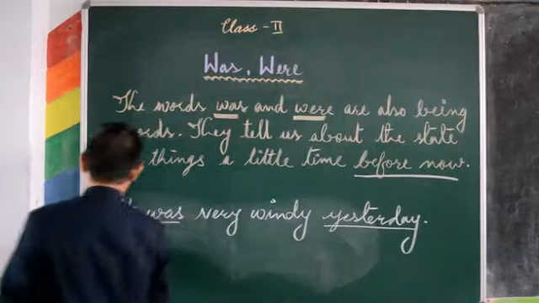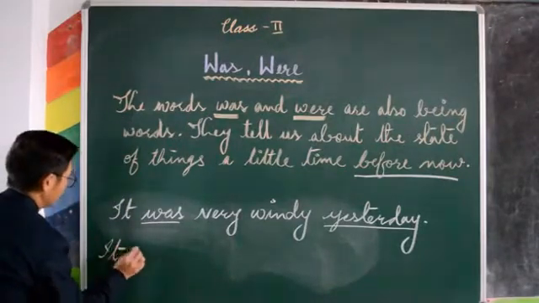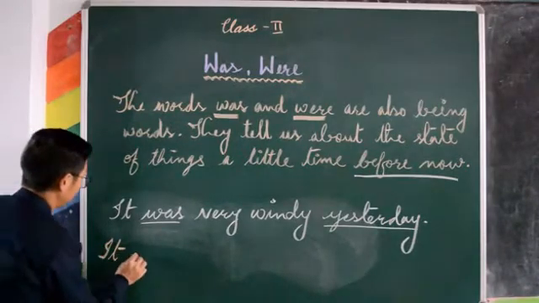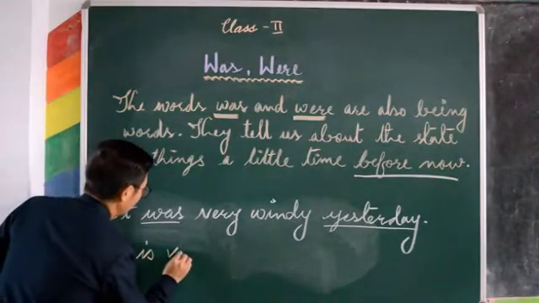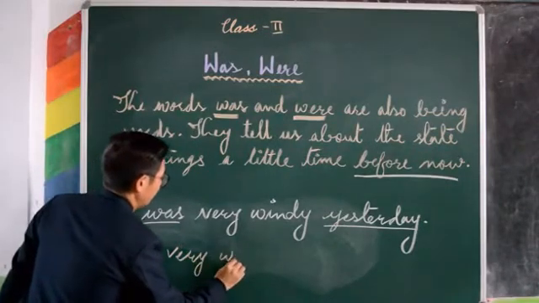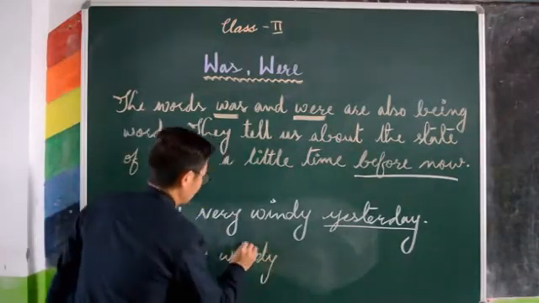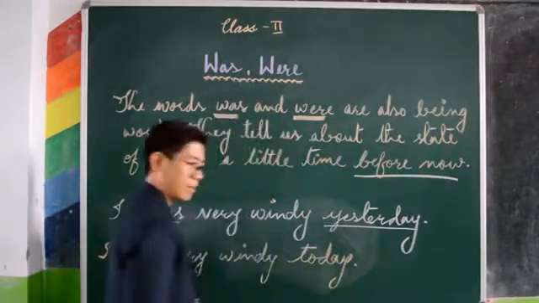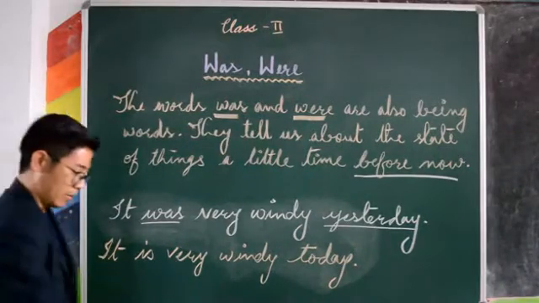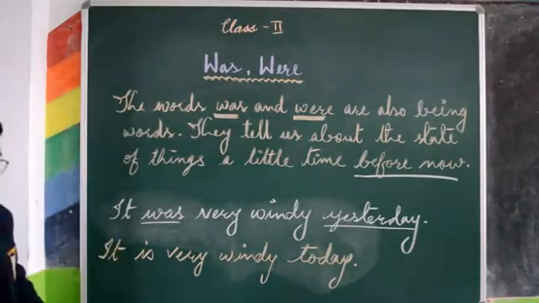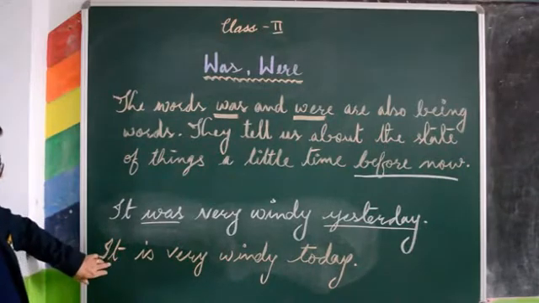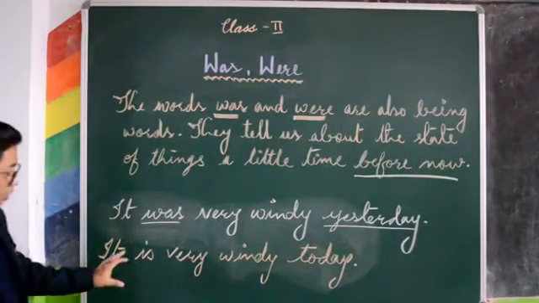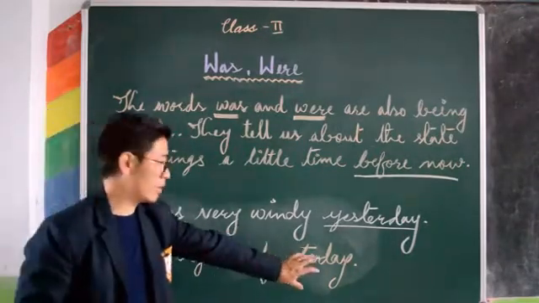Now the same sentence, just so that you understand it clearly. It is very windy today. For example, I am giving you an example. Now, the same sentence I have written here down. It is very windy today. So it tells us about the state of things now, which is happening now.